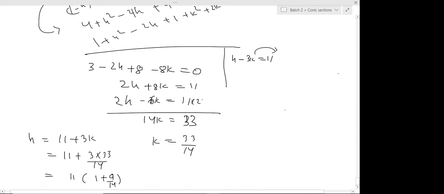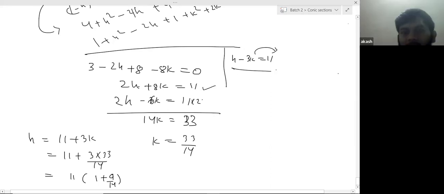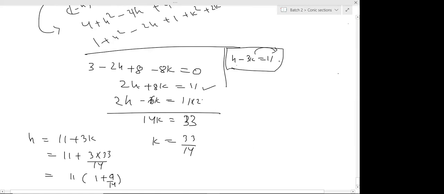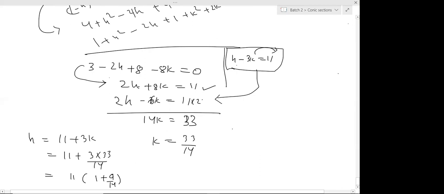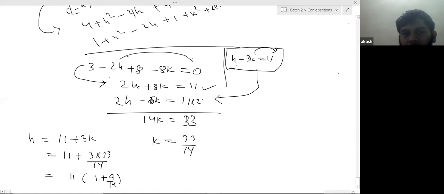You wrote in the first equation, 2h plus 8k equals 11. Yeah, 2h plus 8k equals to 11. This equation is from the question, right? The center is on this line. So you took this 2h plus 8k from this, right? Yes, from this equation and from this equation. Yes, sir, but it's minus 2h minus 8k. No, you can take this 2h to this side and this 8k to this side. So 2h plus 8k will be 11, right? Okay, sir.